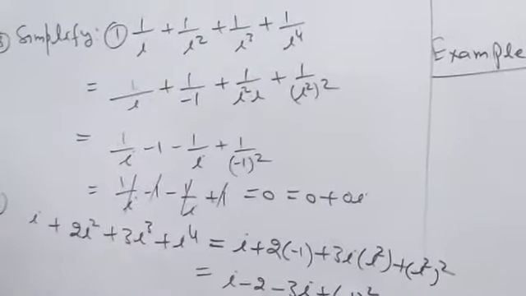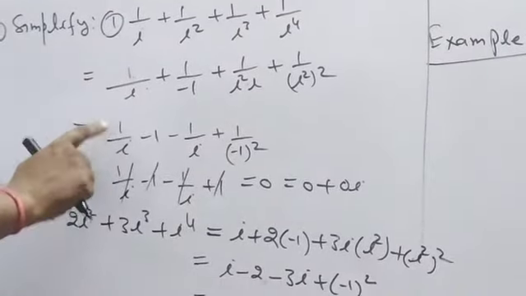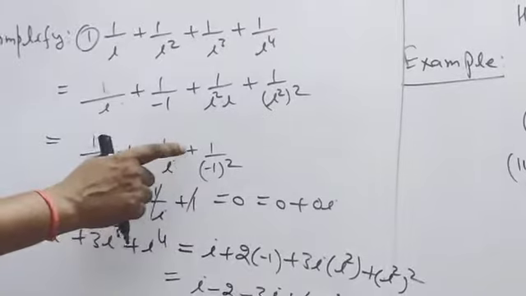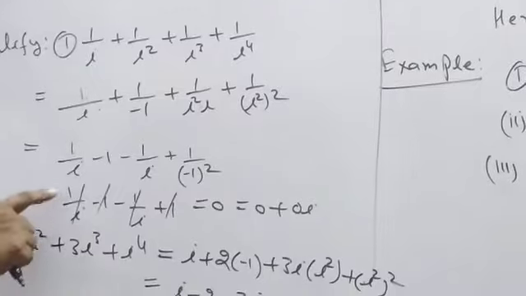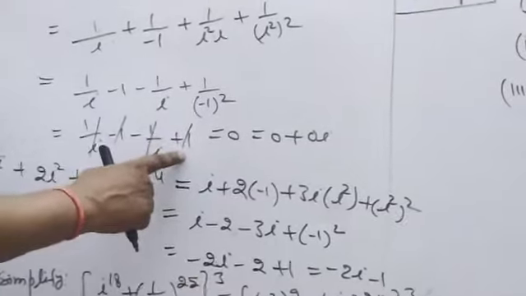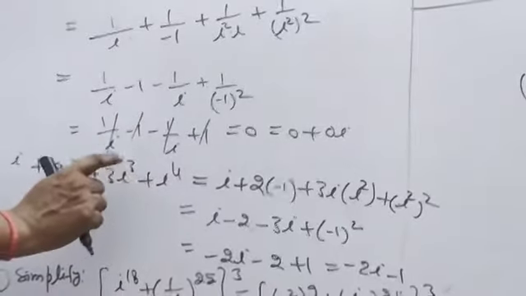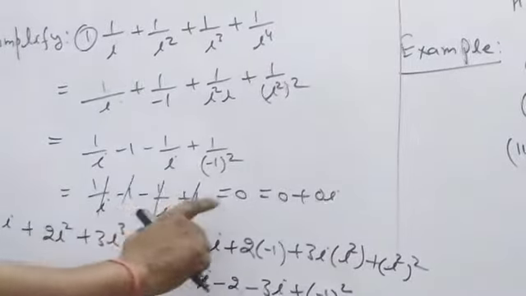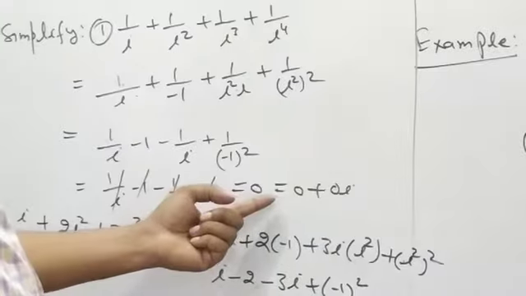Clear? Okay. Is equal to 1 upon i minus 1 by i plus 1 upon (minus 1) whole square, is equal to 1 by i minus 1 by i plus 1. 1 by i will be cancelled by minus 1 by i and minus 1 will be cancelled by plus 1. That is at last we will get 0. Then 0, there is no imaginary part.